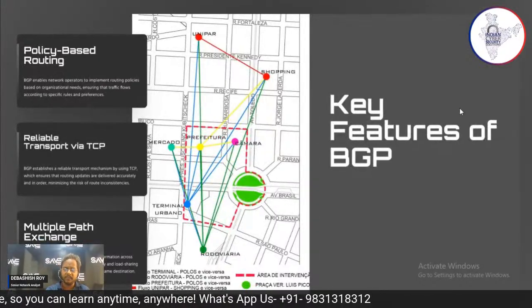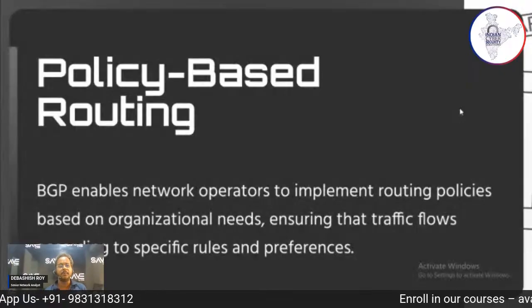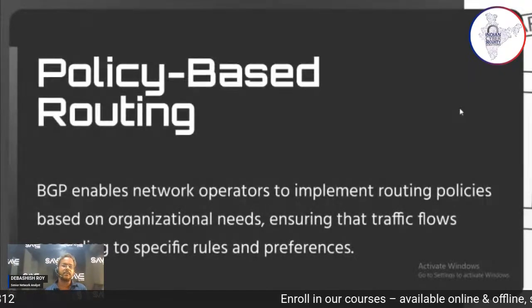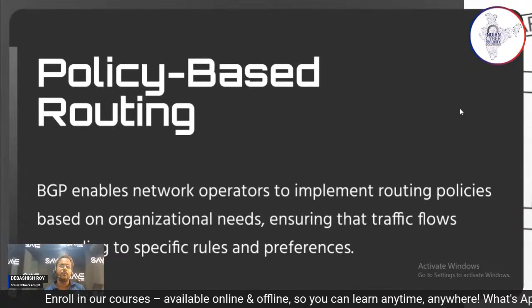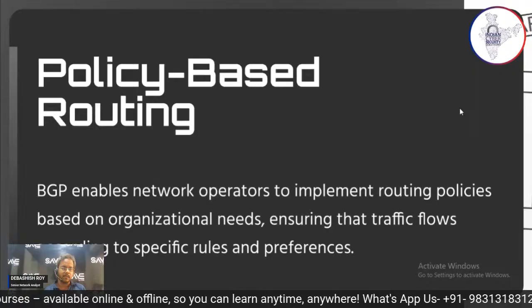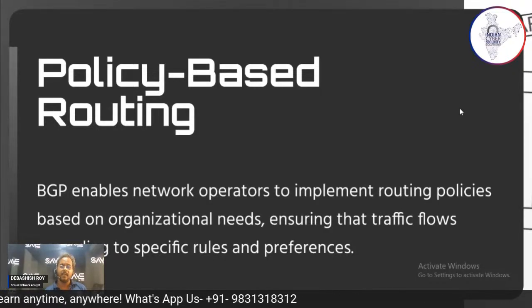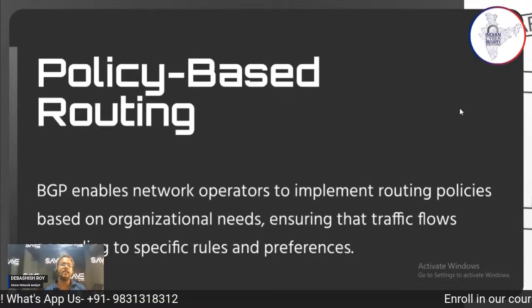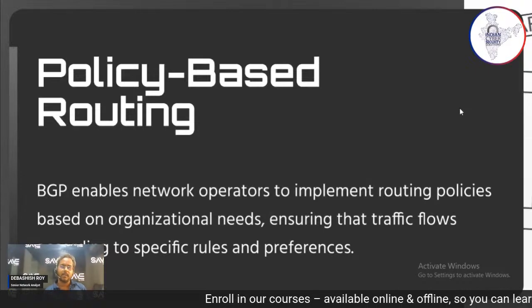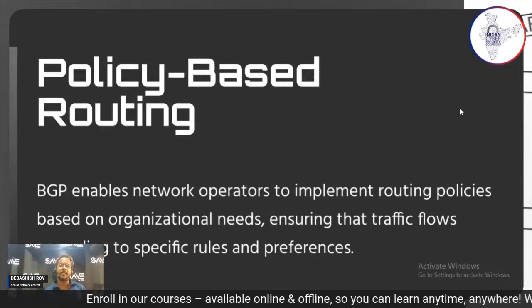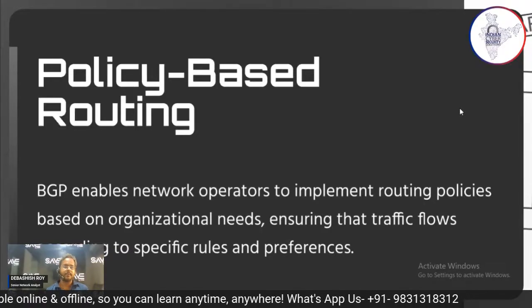Now, it has some features like policy-based routing. BGP enables network operators to implement routing policies based on organizational needs. So there is a specific term, policy-based routing, where you can manipulate the routing decisions, so the router chooses source-based routing, not destination-based routing, because in normal cases the router does destination-based routing. It looks for the destination network. It never looks for the source network. But here you can change it. So BGP supports policy-based routing, and it ensures that traffic flows according to the rules that I was telling you.